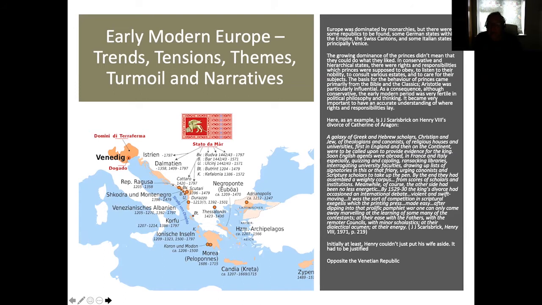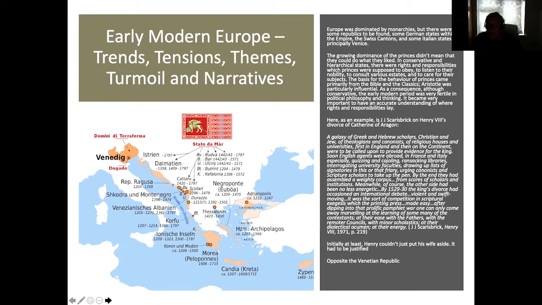A galaxy of Greek and Hebrew scholars, Christian and Jew, of theologians and canonists, of religious houses and universities, first in England and then on the continent, were to be called upon to provide evidence for the king. Soon English agents were abroad in France and Italy, quizzing and cajoling, ransacking libraries, interrogating university faculties, drawing up lists of signatories in this or that friary, urging canonists and scripture scholars to take up the pen. By the end, they had assembled a weighty corpus from scores of scholars and institutions.